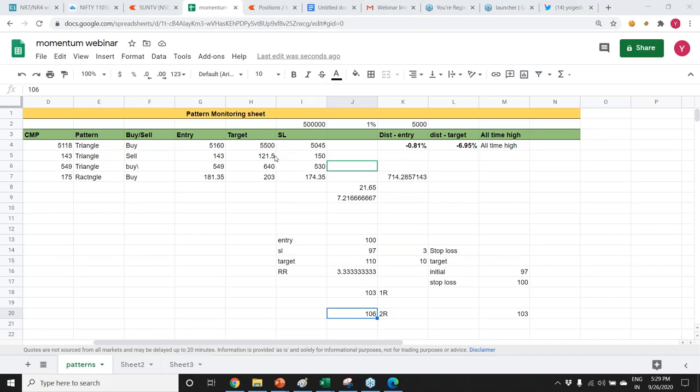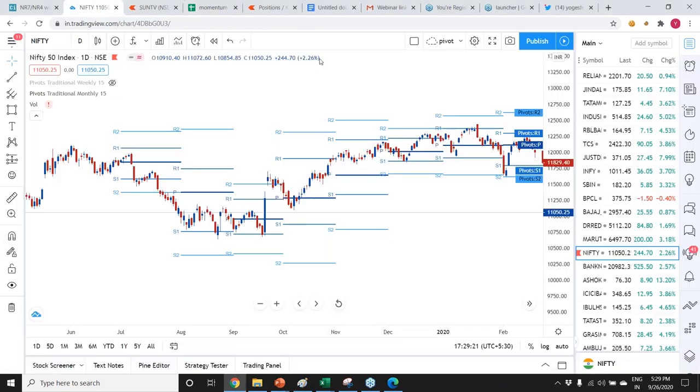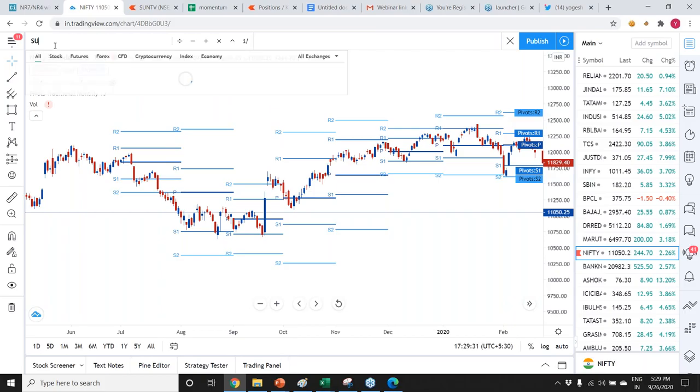In the pivot system, we are going to discuss the entry and exit. I'll cover the stop loss part also. Now I'll cover the two examples which I gave. One is Sun TV.